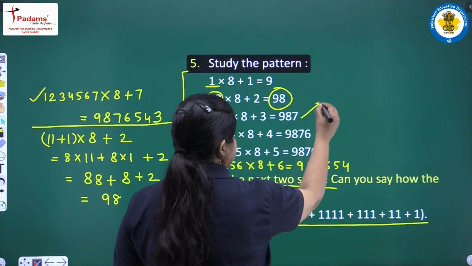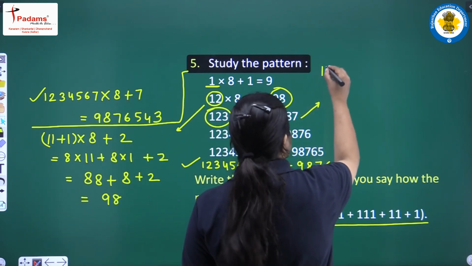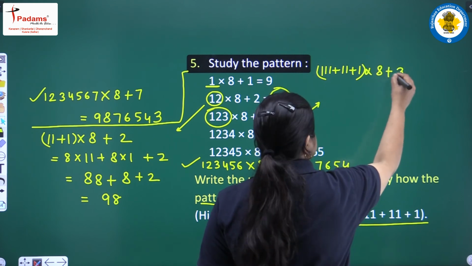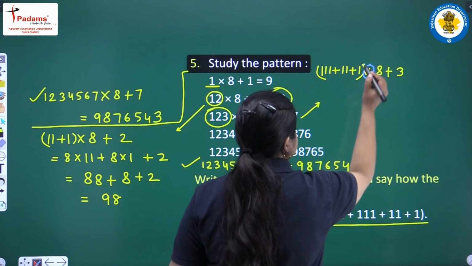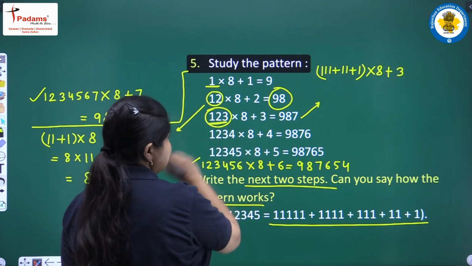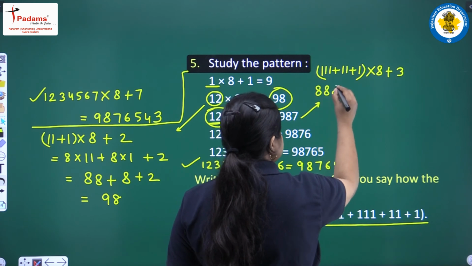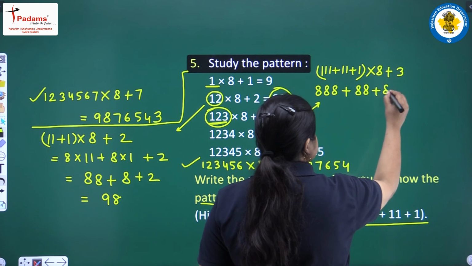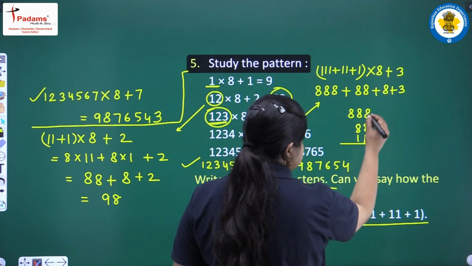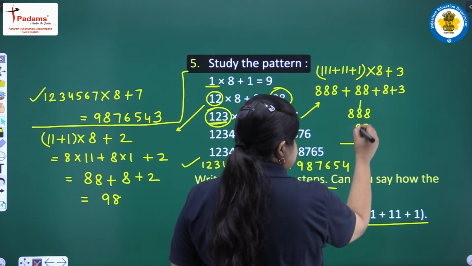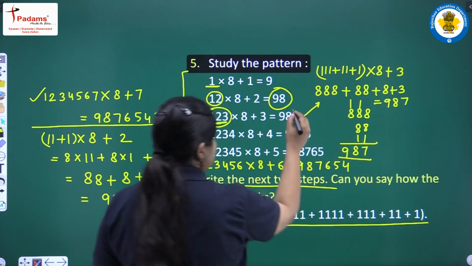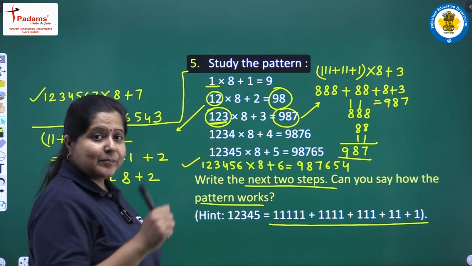Let us consider this part now. Here this 123 can be written as 111 plus 11 plus 1 and then into 8 plus 3. Here let me change this sign, it's wrongly written here. We will write it as multiplication sign. So here we are breaking up this 123. Again by applying the distributive property we will get 888 plus 88 plus 8 plus 3. It will be 888, 88, 8 and 3 it's 11. Add the two numbers 8 and 8, 16 and 1, 17, 17 and 1, 18 and 1, 987. And so we are getting this 987. So this is the pattern behind all this question.